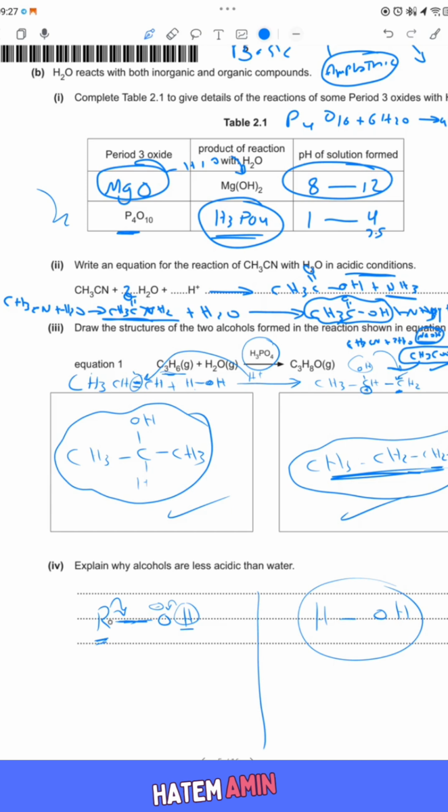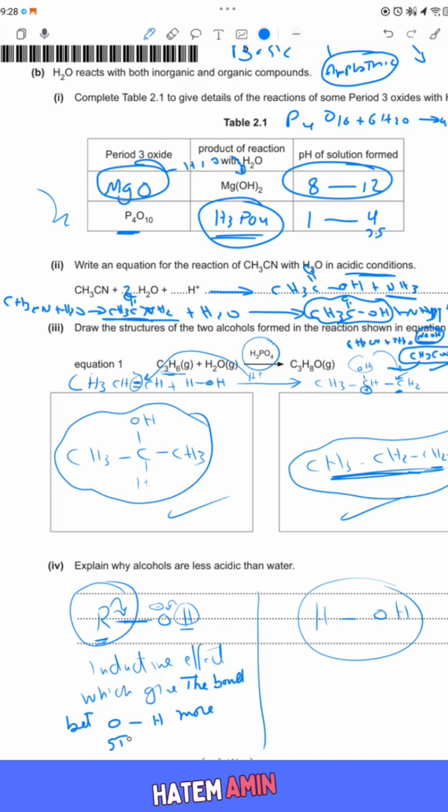So here, as we have R, it has an inductive effect, giving the bond between O and H more stability, to decrease the acidity chance. That's not the case here in water.